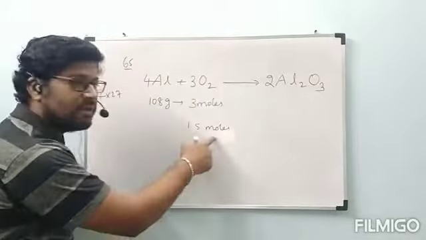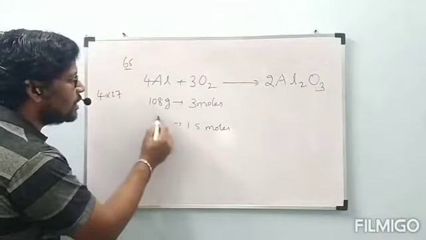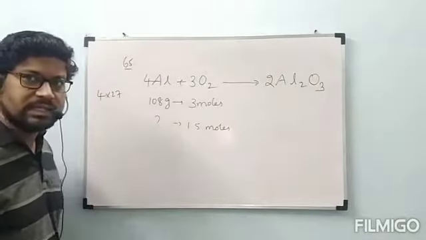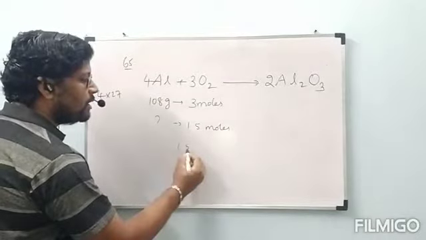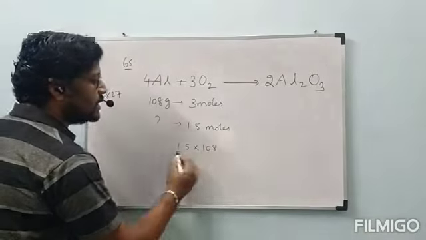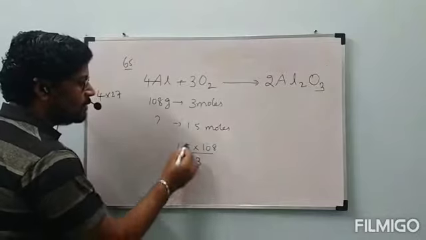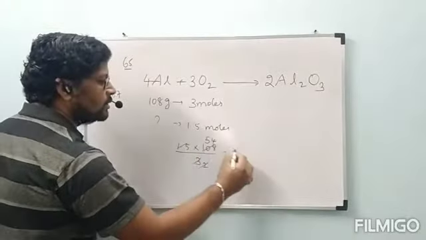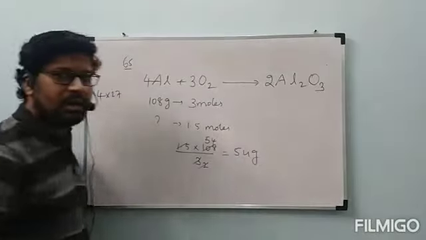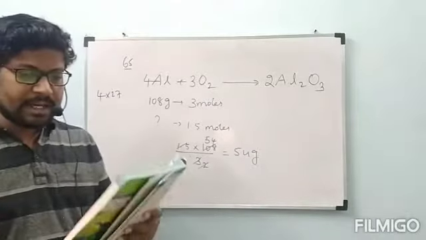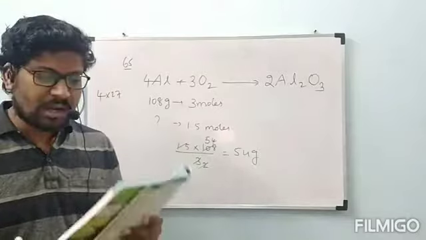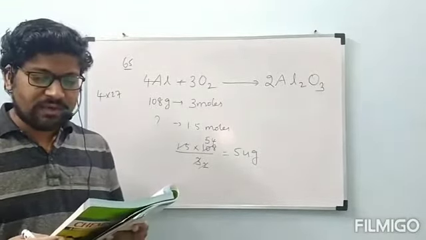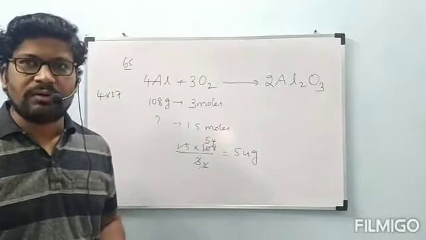Then 1.5 moles of O2 will react with how much aluminum? That is the question mark. Then 1.5 into 108 divided by 3, which gives 54 grams of aluminum will be reacted. So the answer to the 65th one is option 2, that is 54 grams. In this way we have to do it.